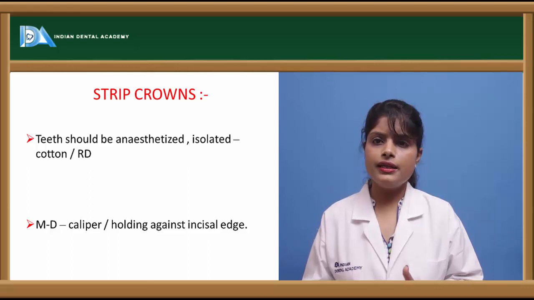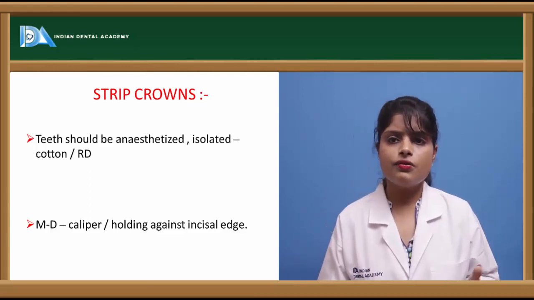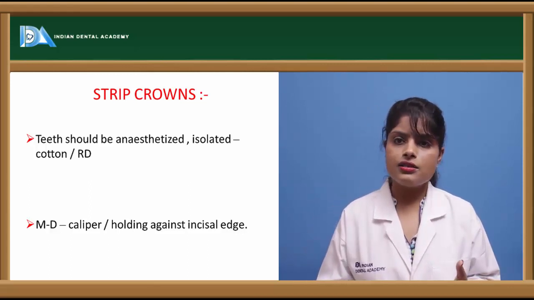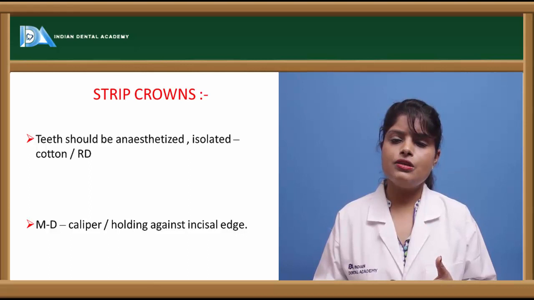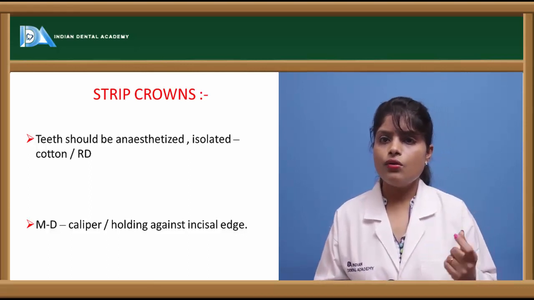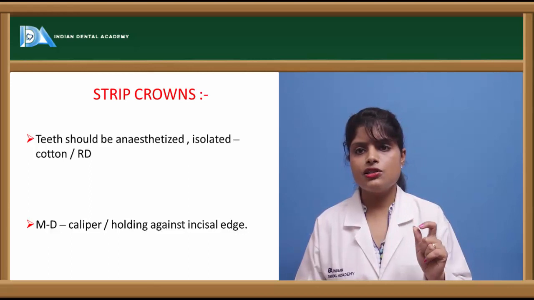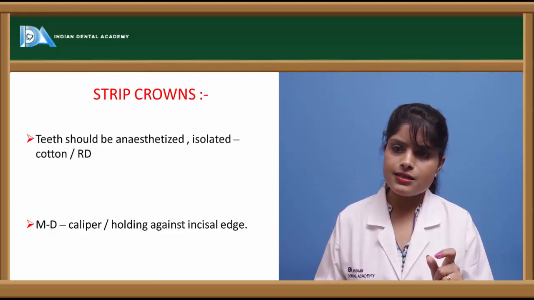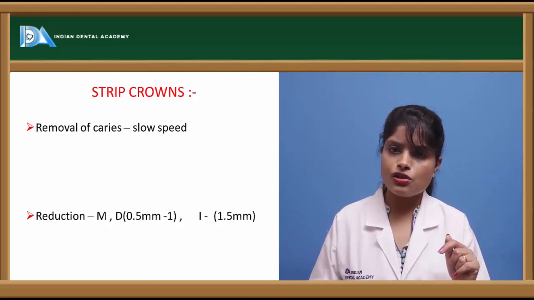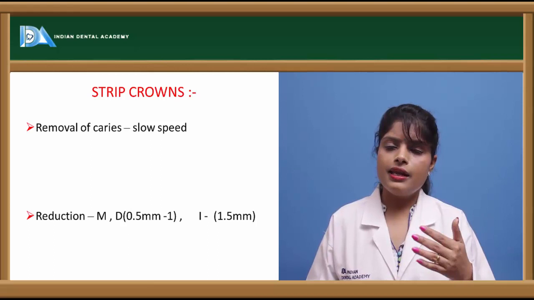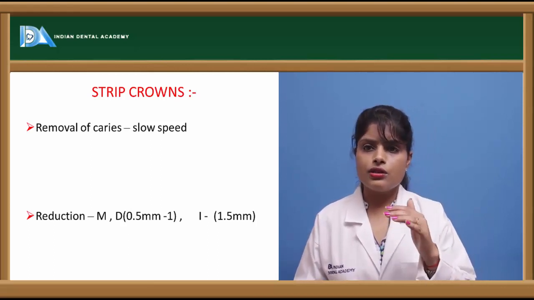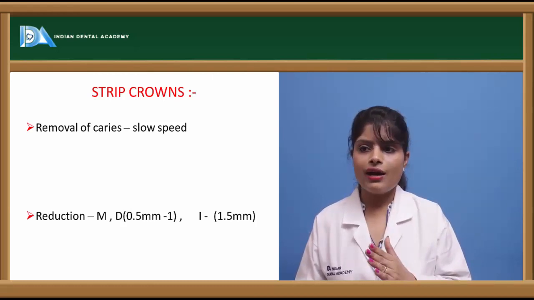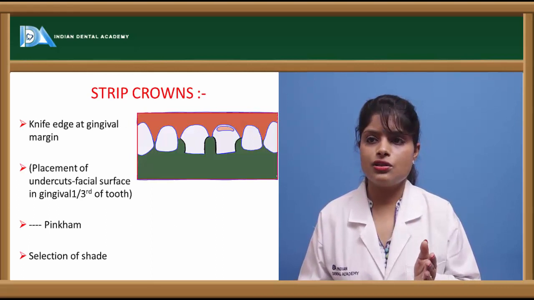In the case of strip crown, first we'll take all the basic procedures like rubber dam application, local anesthesia administration, retraction by means of cords. Then the crown of the tooth is measured, or the contralateral tooth is measured for fitting of the strip crown size. Then the reduction of the tooth will be done labially or lingually and incisally with a slow speed bur, which is 0.5 to 1 millimeter proximally and 1.5 mm labially if the tooth is larger in size.